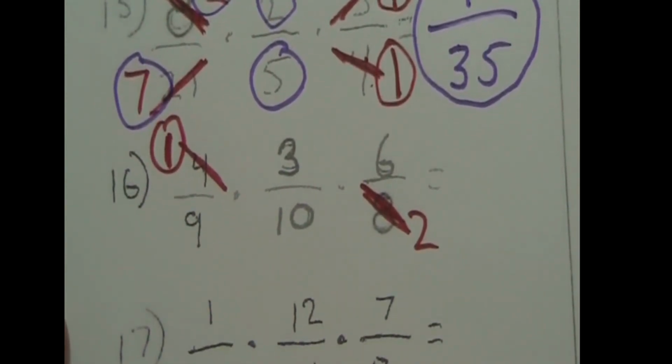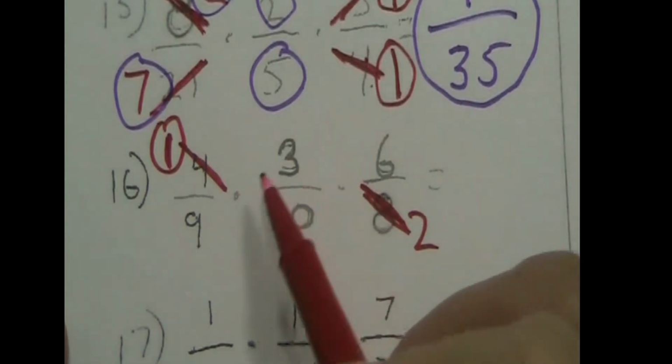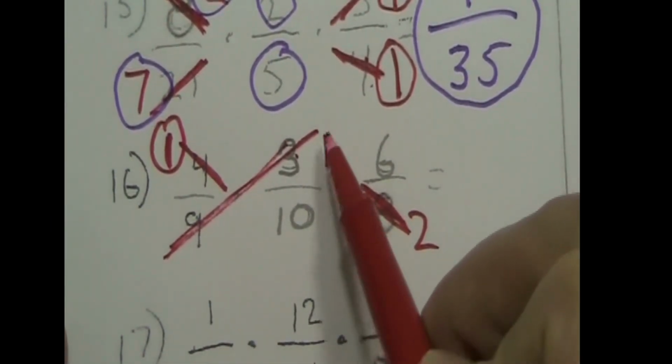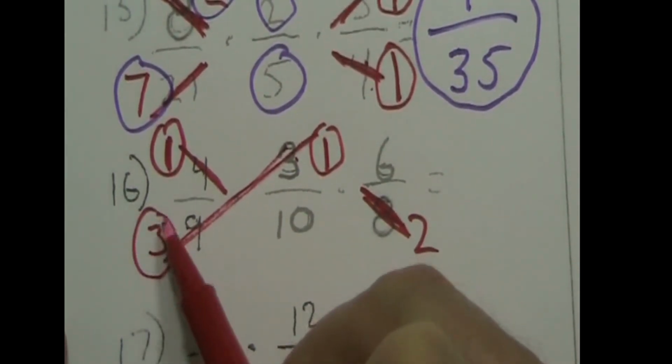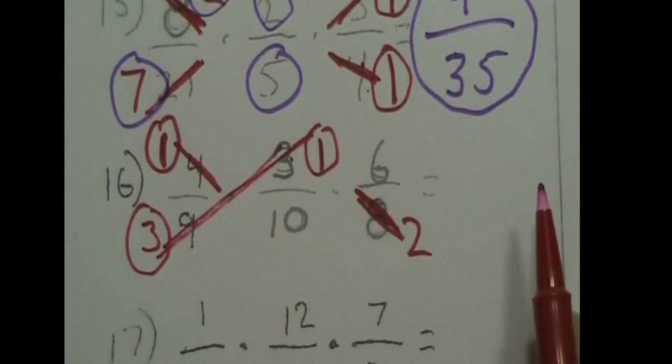What else do I have here? Looks like I have a 3 and a 9. Let's do that. Right? 3 goes in here once. 3 goes into 9 3 times. I don't know why I circled it. I didn't have to, but I did.